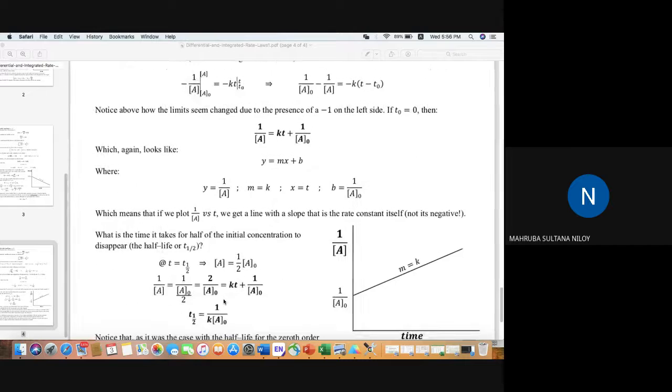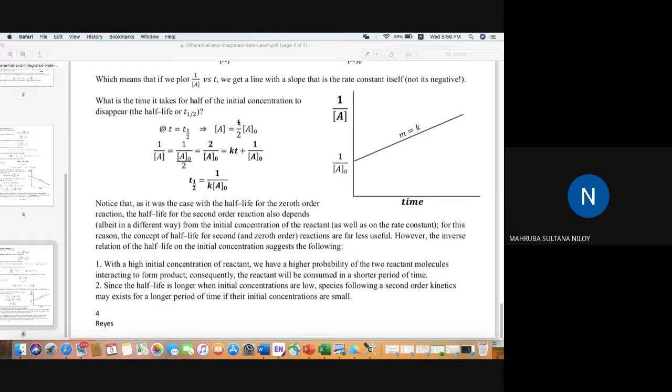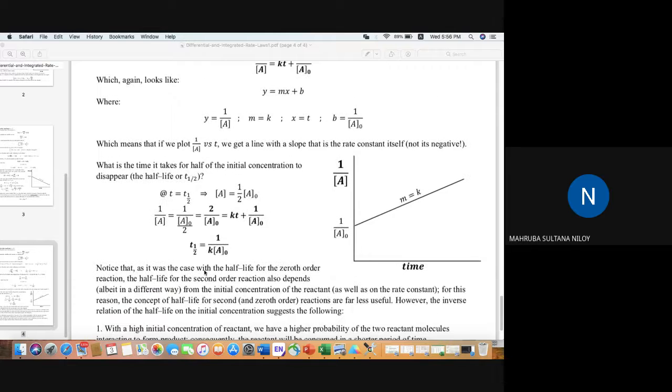And for the second order reaction, it is the same as well. For A, it will be half, right? So in that equation, we'll just put for A, half A naught, like this. And if we rearrange this equation, we'll get T half equals to 1 by K into A naught. Is it clear?